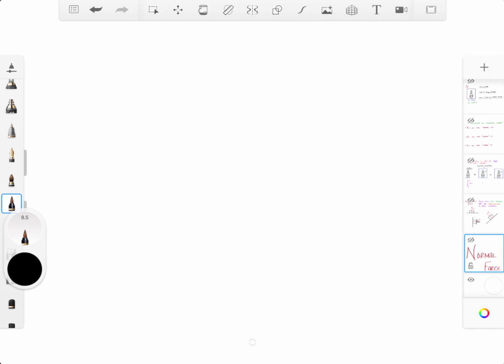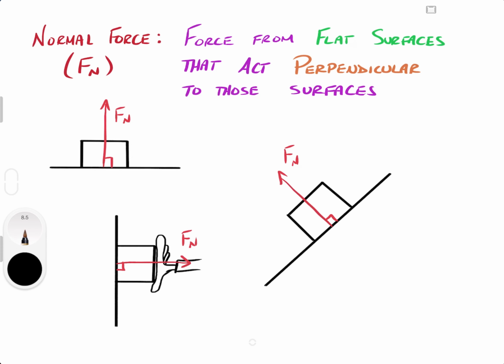So the first thing we should do is just define the normal force. Normal in mathematics just means perpendicular. So really the normal force is just the perpendicular force. It's any force from flat surfaces, and as we stated, it always acts perpendicular to those surfaces. Whether you have a box sitting on the ground, in that case, the normal force pushes straight up because that's perpendicular to the ground.